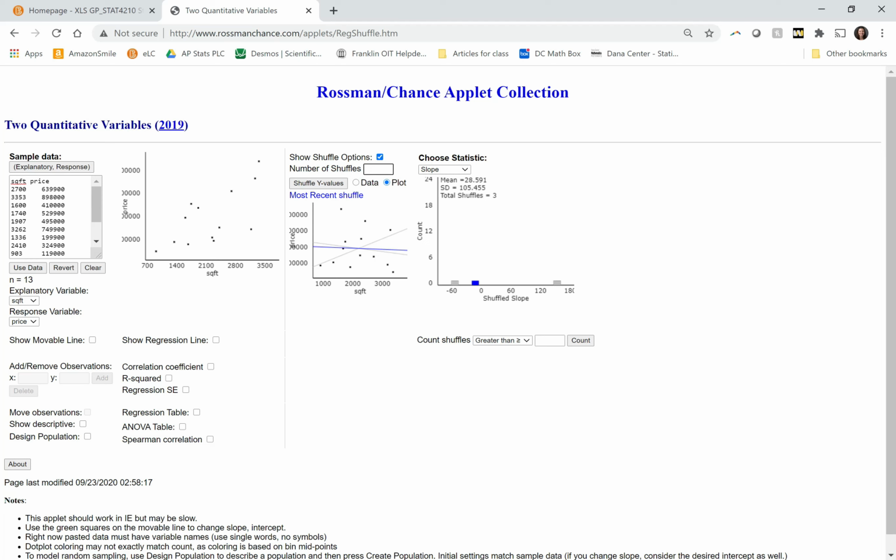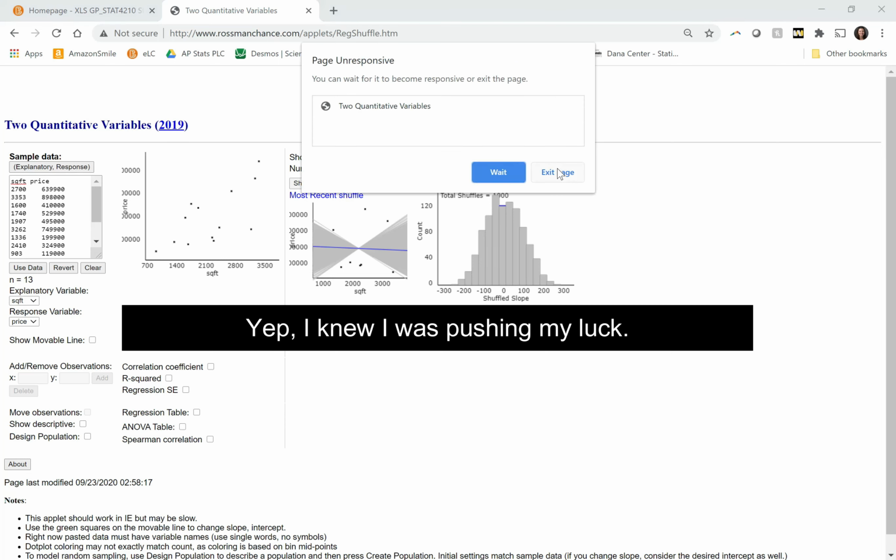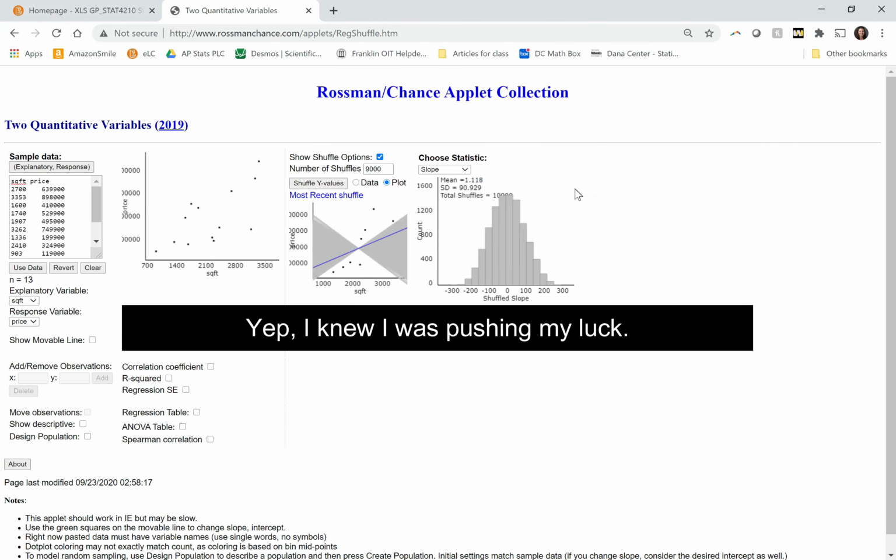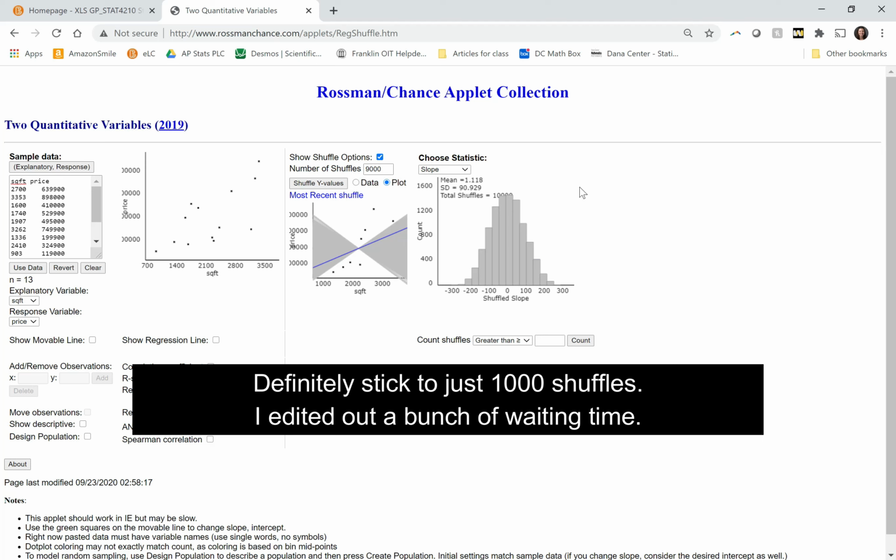Let's do 997 more. That worked out pretty good. It didn't seem to take too long. Let's do 9,000 more, see if I'm tempting fate. Okay, that almost crashed it, so maybe don't do that.